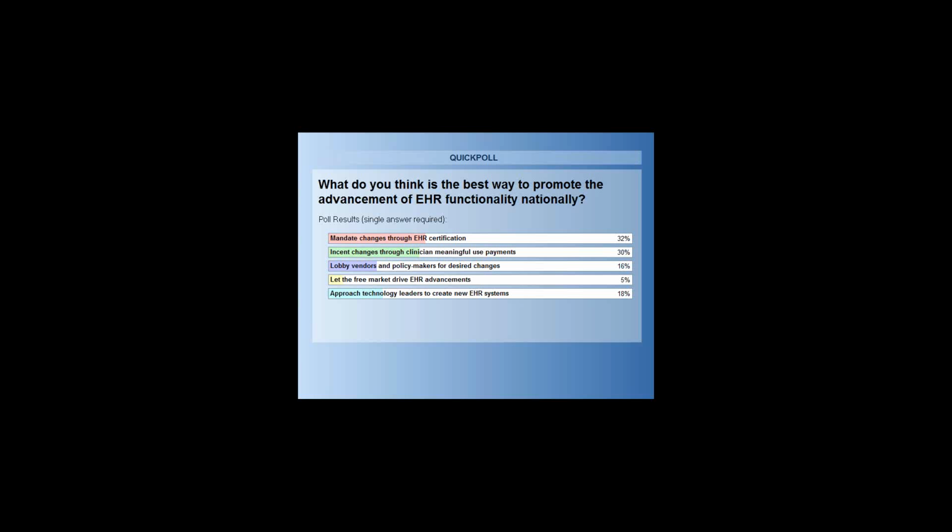Great. So it looks like the group's number one response is around mandating changes through the certification process, but that's really closely followed by meaningful use, which is good because that's a lot of the policy direction that we've been undertaking on a national level. There does seem to be some interest in both lobbying the existing vendors and approaching new technology leaders. And as I said, probably all of these different approaches are necessary if we really want to advance our systems as much as we're hoping to.